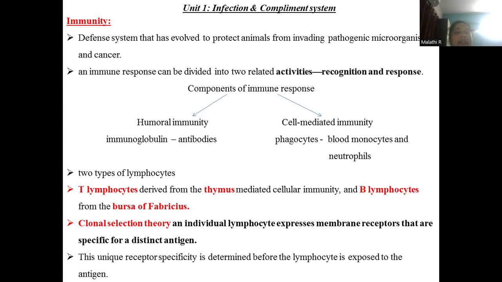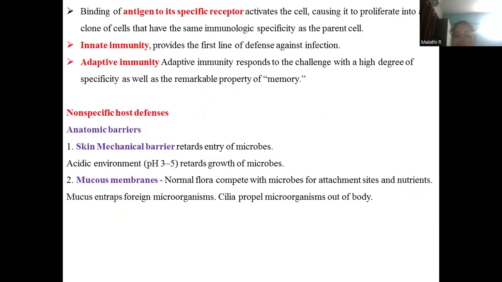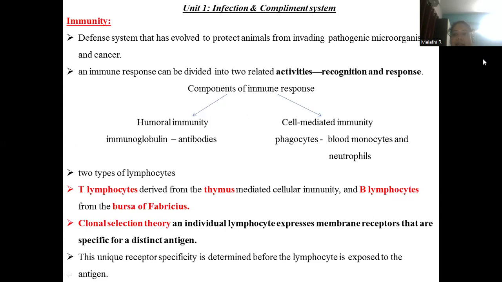So the basic term, immunity, means the defense system that has evolved to protect animals from invading pathogenic microorganisms and also cancer cells. Together we will call it immunity, and the study of the immune system you call immunology. Most of the time, the invading pathogen, and also any cancer cells which are invading our biological system, will automatically be cleared off.